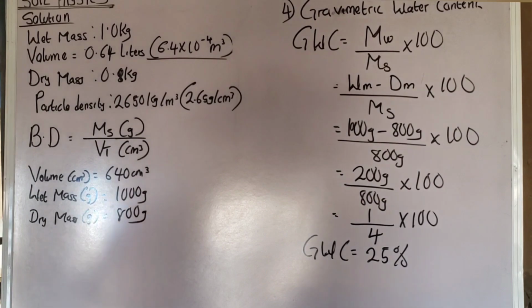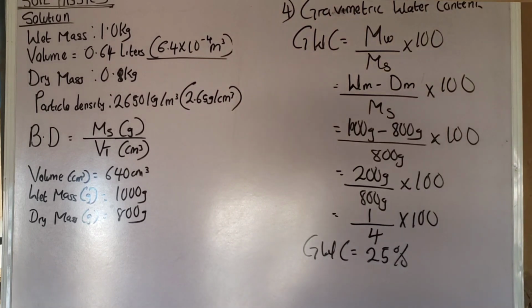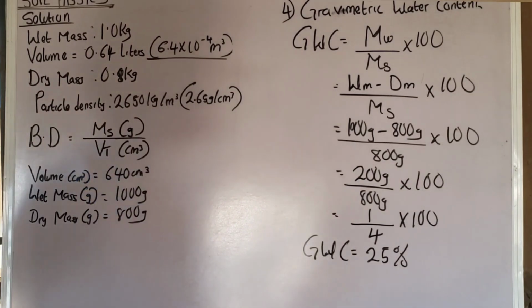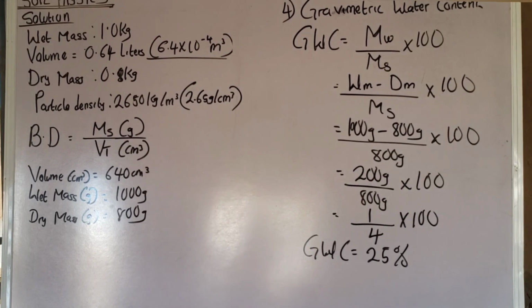Now, how do we determine the volumetric water content? Whether they put it as volumetric water content or moisture content, just know that it is the same thing. Okay? Please pay attention. Whether the question says gravimetric moisture content or gravimetric water content, or volumetric moisture content or volumetric water content, it's also the same thing. Okay? Don't get confused.